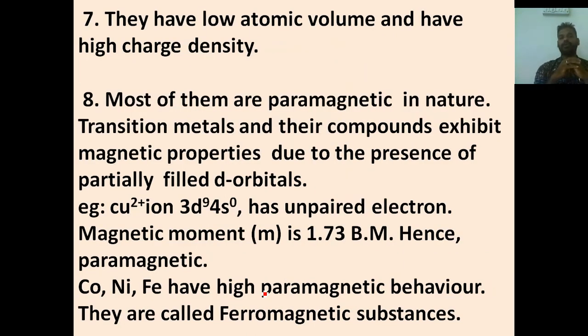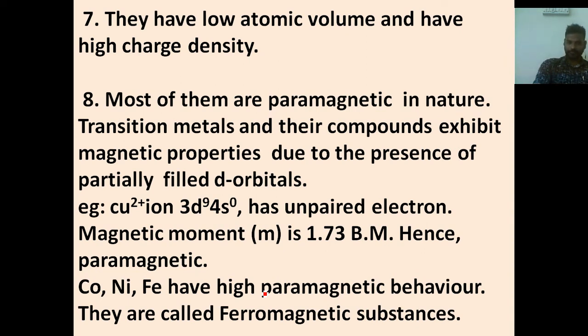They have low atomic volume and high charge density. So next point, they have low atomic volume and high charge density. It means compared to their atomic volume, atomic size, their charge density is very high. It is a very important point for metals. And next, most of them are paramagnetic in nature. This is because they exhibit magnetic property due to the presence of partially filled d orbitals. Most of them have partially filled d orbitals. Because of this character, they show paramagnetic character.